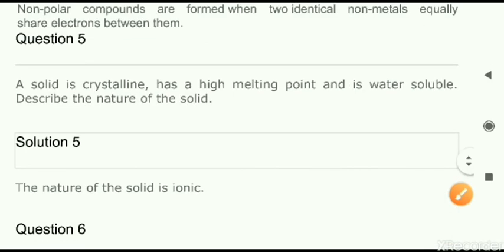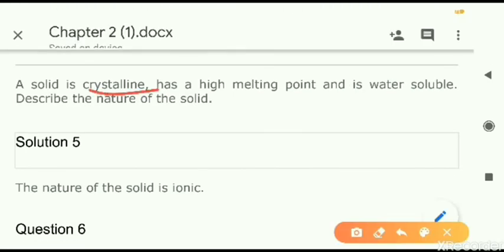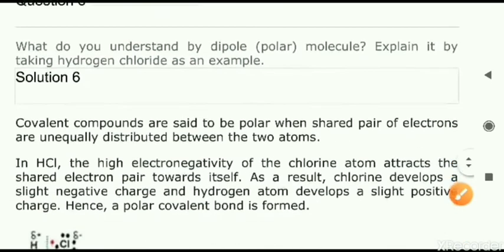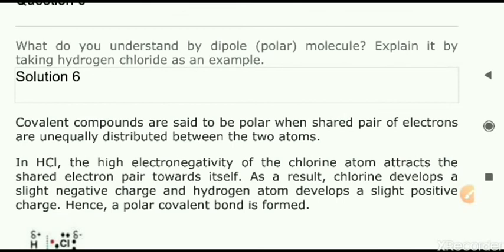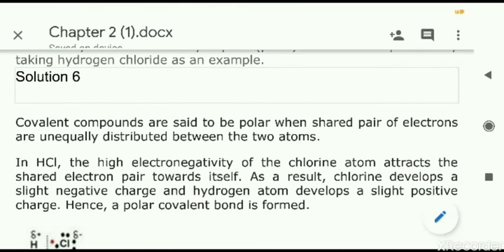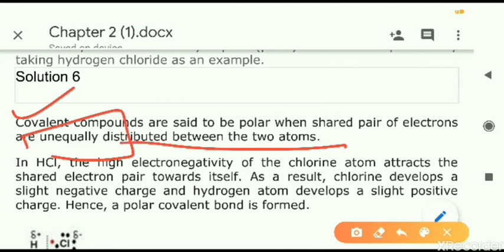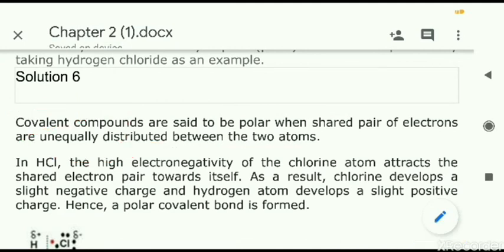Question number 5, a solid is crystalline, has a high melting point, and is water soluble. All these are properties of what? These are properties of ionic compounds. So the nature of the solid is ionic. Question number 6, what is a polar molecule? Explain using hydrogen chloride as an example. First you can write the definition of polar compounds. When the shared pair of electrons is unequally distributed, it is called a polar covalent compound.